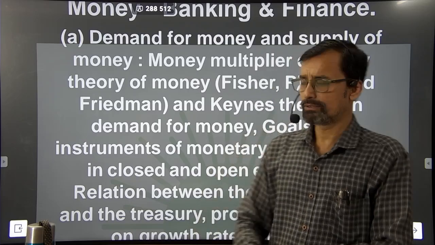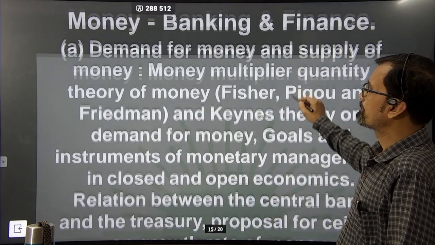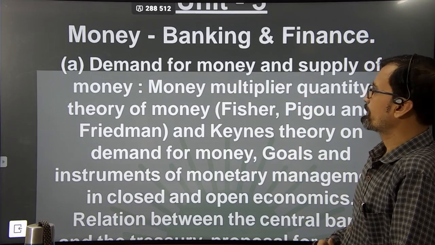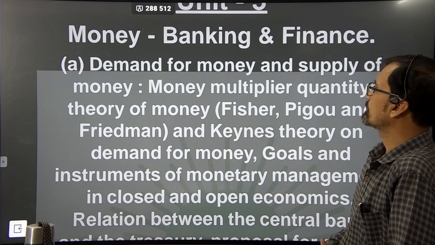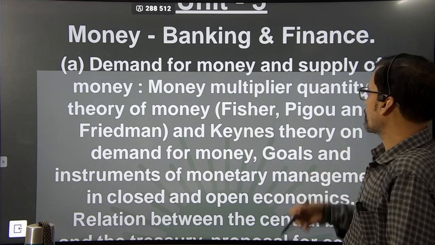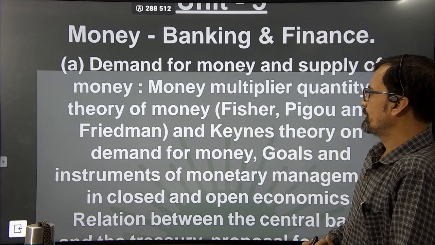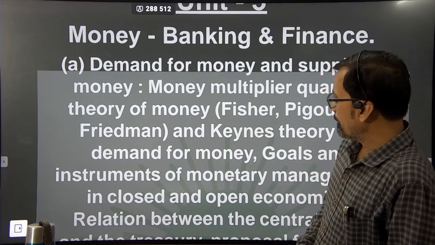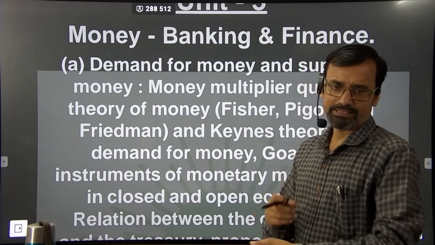Good morning, students. Today we will discuss and learn about Unit 3. Actually, Unit 3 deals basically with money and banking in public finance. So here we have seen from the syllabus demand for money, supply of money, and money multiplier. Here only the money multiplier is given. So we need to understand the money multiplier in a very in-depth manner, because different questions are basically asked.